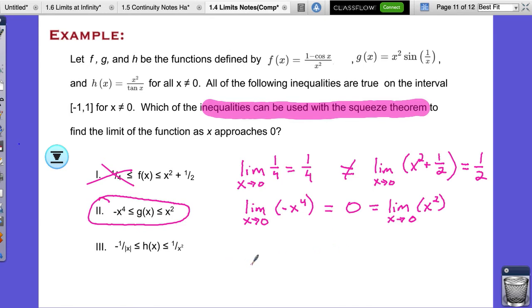All right, what about this last one? We get this horrible 1 over the absolute value of x. I'm not exactly sure what that one looks like. We could do it.